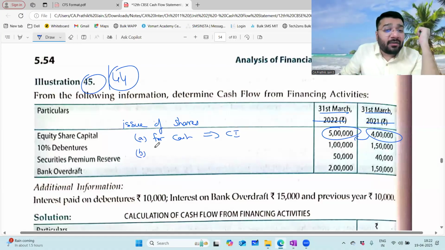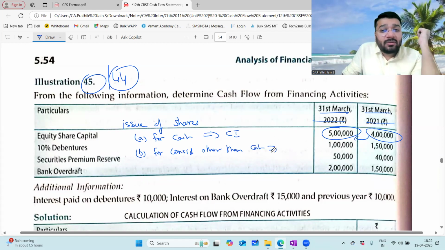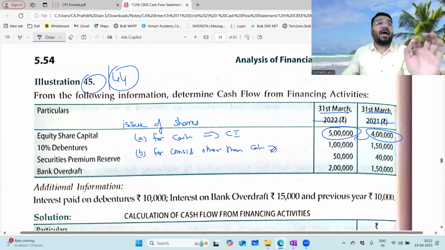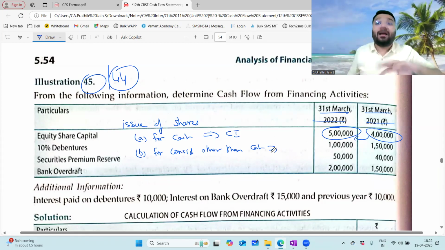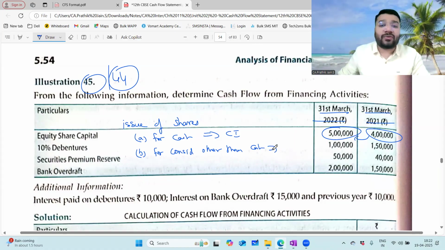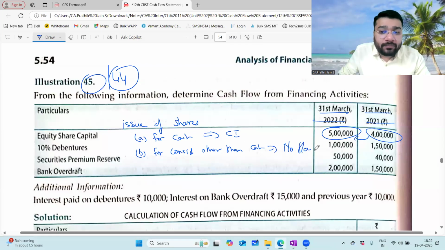Second, issue of shares for consideration other than cash. Means I'm issuing the shares, but in return I'm not getting cash. I'm getting an asset, a business, or a service, something other than cash. Will this affect my cash flow statement? No, this will not affect my cash flow statement. So this is no flow.